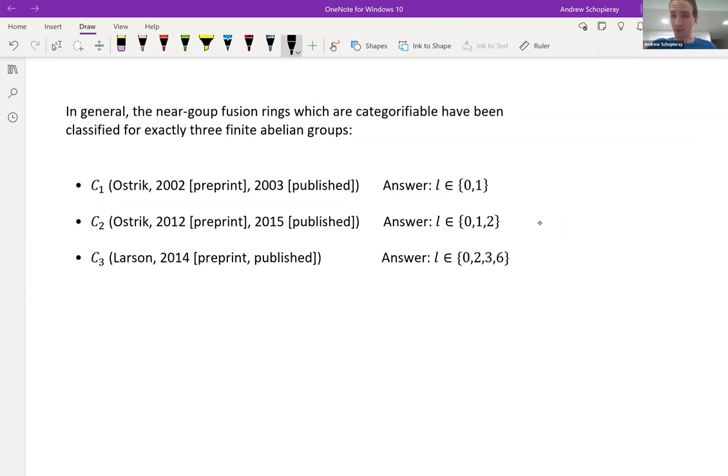The first one was the trivial group 20 years ago when fusion categories were first being developed by my PhD advisor. He also did the cyclic group of order 2 about 10 years later. So our complexity is ramping up quickly. And one of his other students did the cyclic group of order 3. And you can see that there are very few multiplicities which are actually categorifiable.